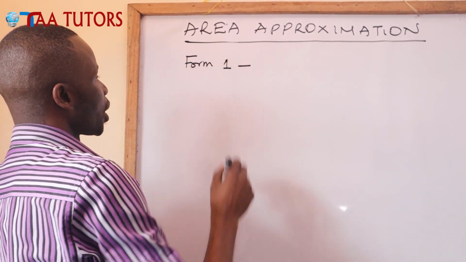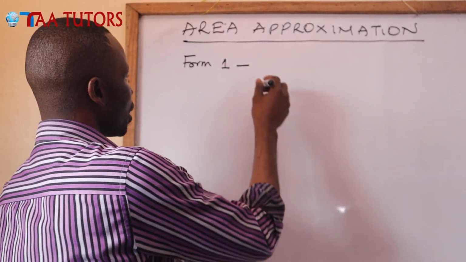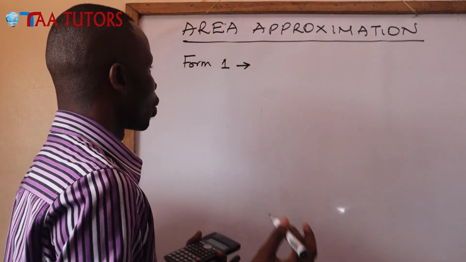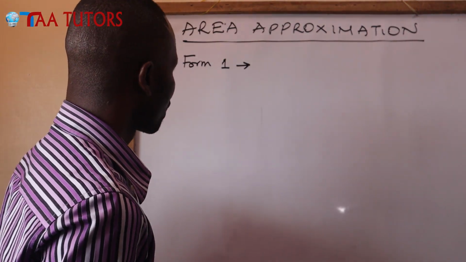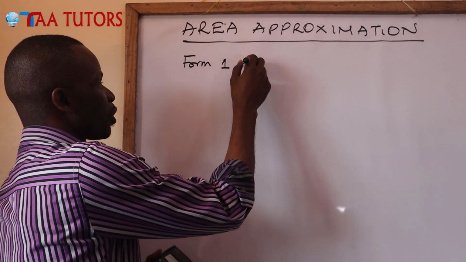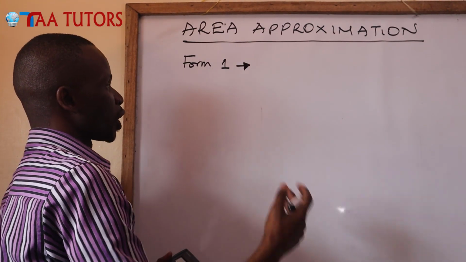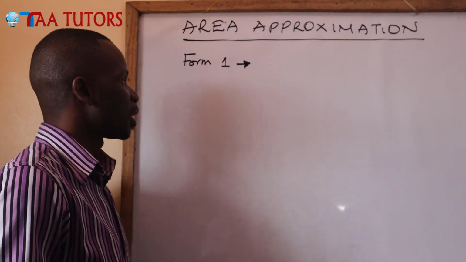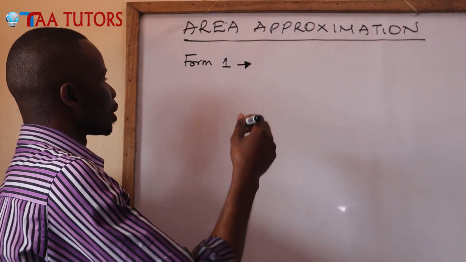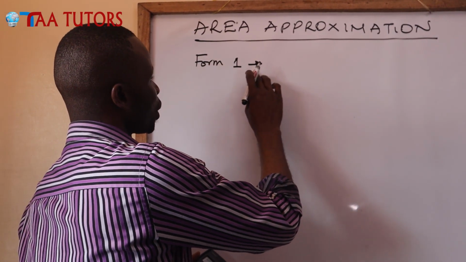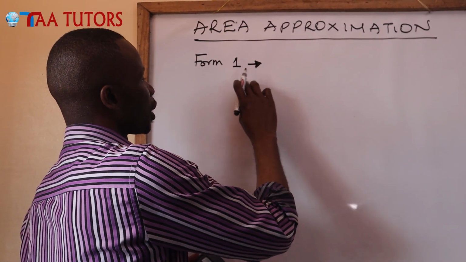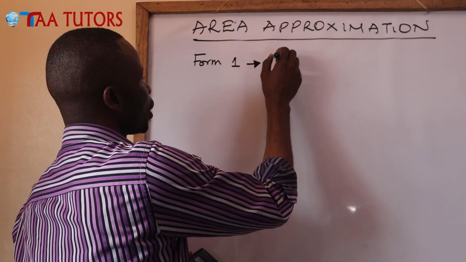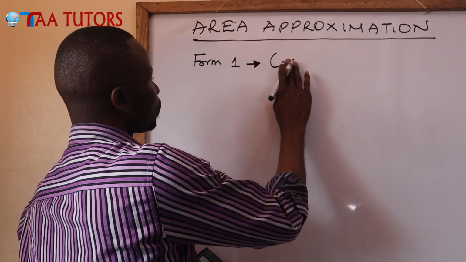Now in Form 1, you are taught how to estimate the area enclosed by irregular shapes. When you talked about area of shapes, you looked at the area of regular shapes, like the area of a circle and different shapes. But you also talked about how to estimate the area of irregular shapes, and you only looked at one technique called the counting technique.